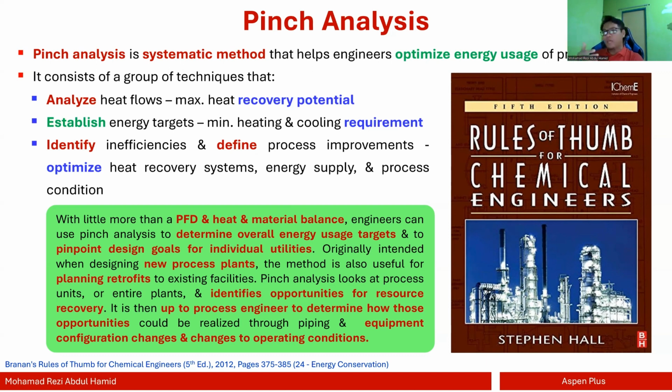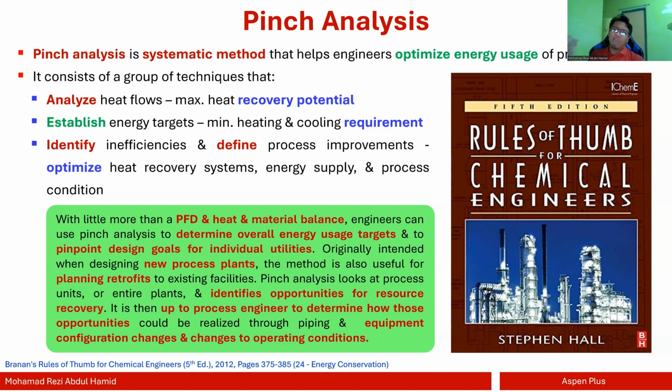So how can we do that? According to this textbook, the first thing that we need to do is analyze our heat flow. So how can we do that? To analyze our heat flows, first things first is we need to know what our process is. That's where the PFD and the heat and material balance come into the picture. Where let's say stream A is being heated from, let's say, temperature A to temperature B, and then stream number 4 needs to be cooled down from temperature C to D and stuff like that.